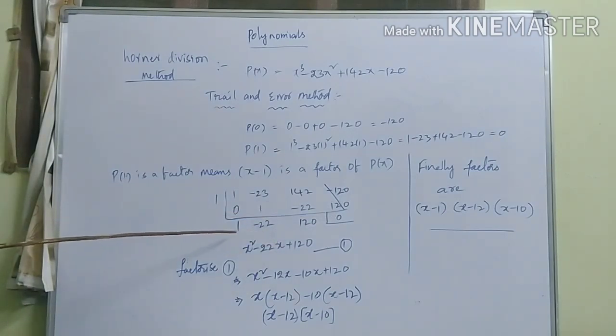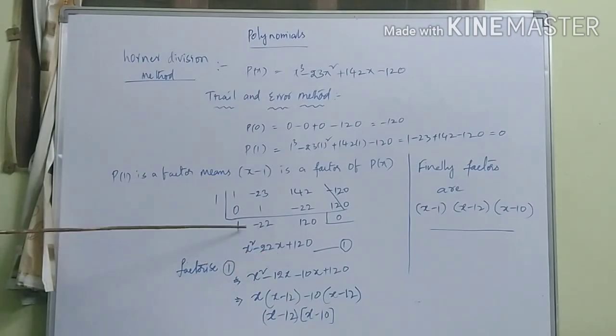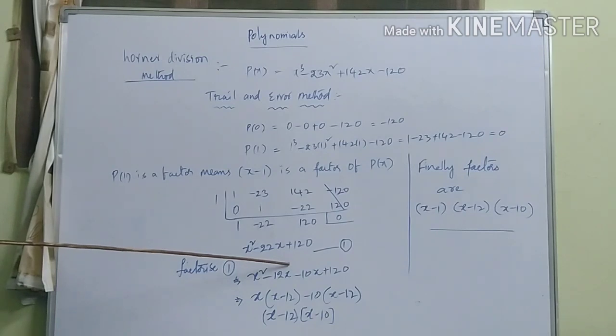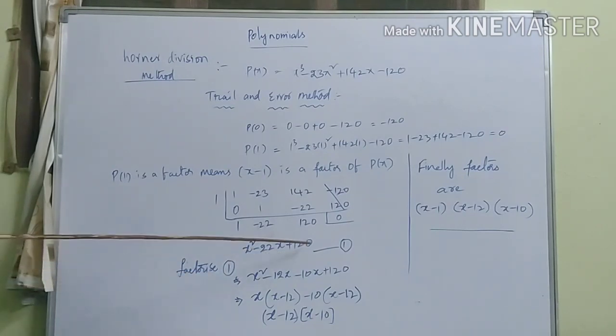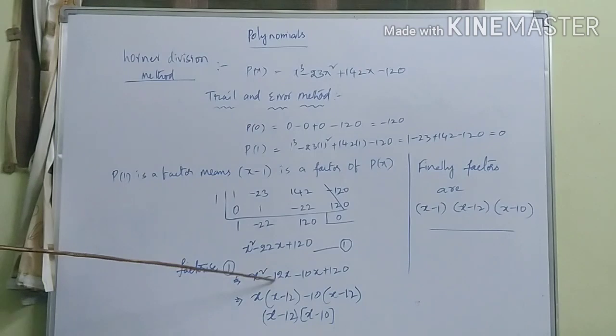So write these coefficients properly. Here 120 is the coefficient of x power 0, minus 22 is the coefficient of x power 1, and 1 is the coefficient of x square. So this is a quadratic equation. To factorize it, we know the middle term splitting method. Minus 22 is the combination of 12 and 10.